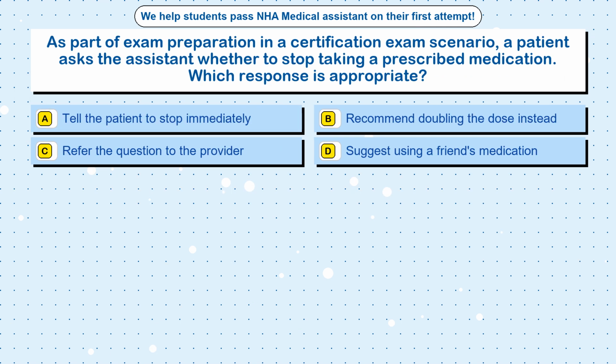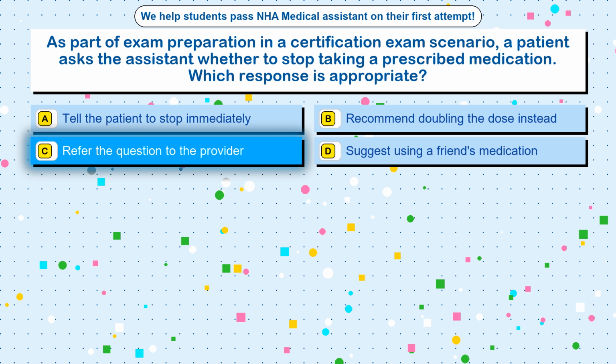Question 65. As part of exam preparation in a certification exam scenario, a patient asks the assistant whether to stop taking a prescribed medication. Which response is appropriate? Option A, tell the patient to stop immediately. Option B, recommend doubling the dose instead. Option C, refer the question to the provider. Option D, suggest using a friend's medication. The correct answer is option C, refer the question to the provider.